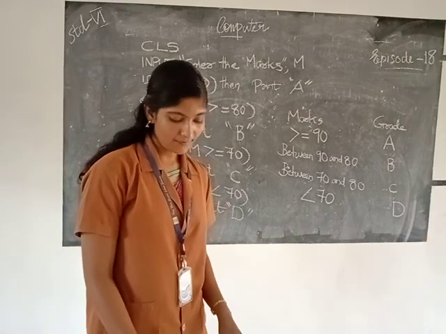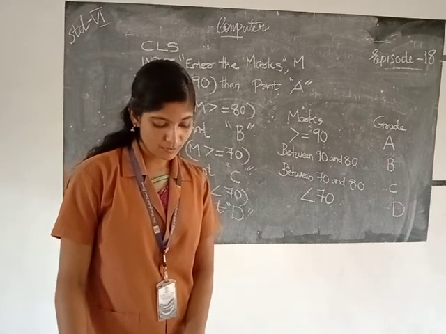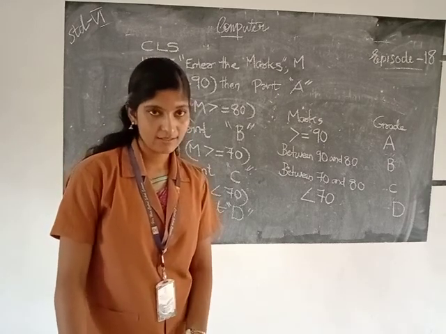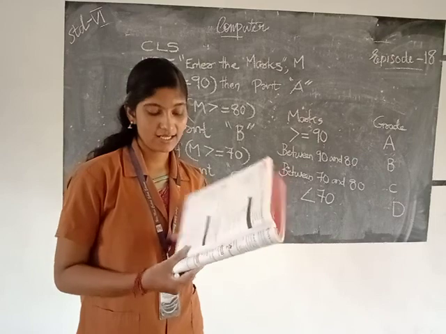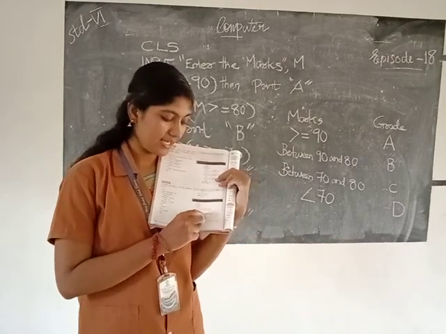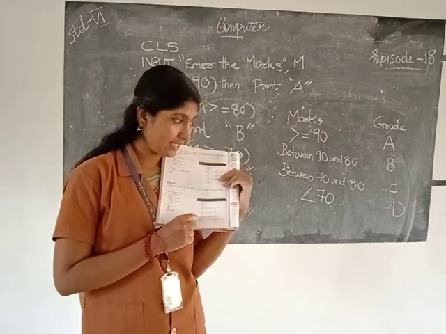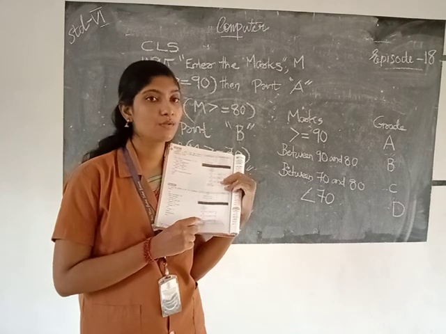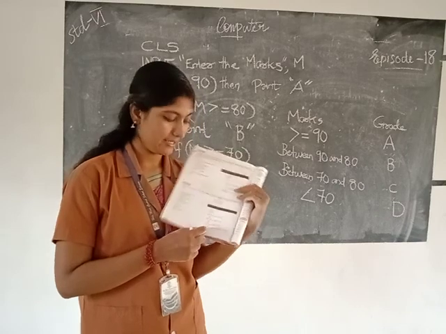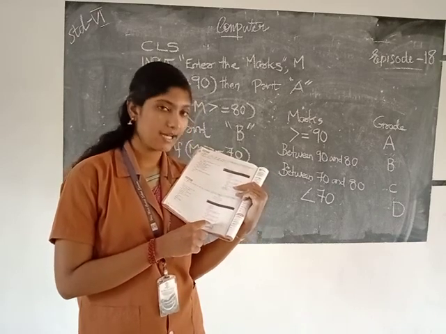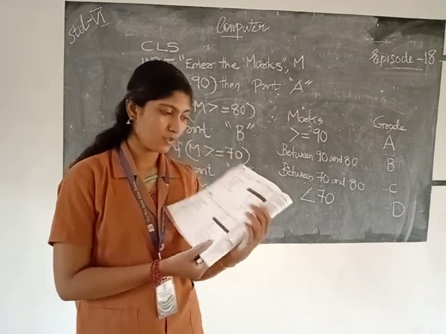So the flowchart becomes: start, accept marks. If the mark is greater than or equal to 90, then grade is equal to A. If the mark is greater than or equal to 80, if yes, then grade is equal to B. Otherwise, it goes to another condition, marks greater than or equal to 70, then print grade C, otherwise grade D. Then finally print the grade, then terminate the program, stop.